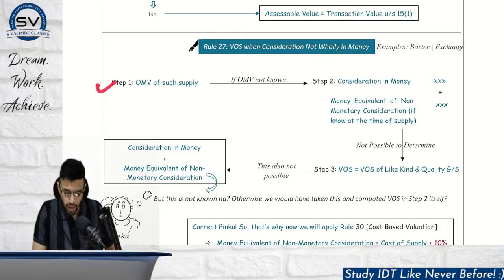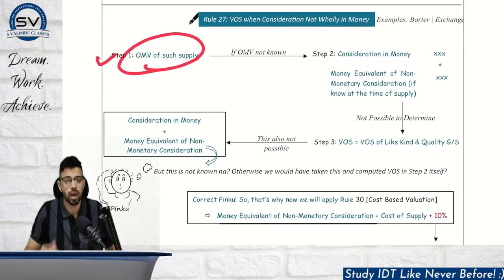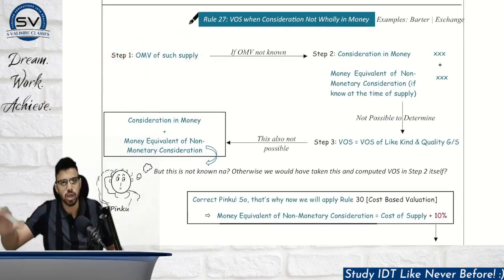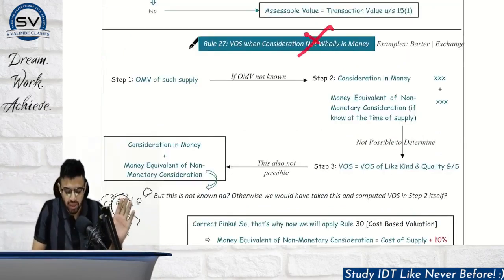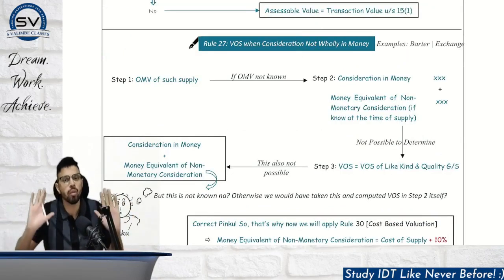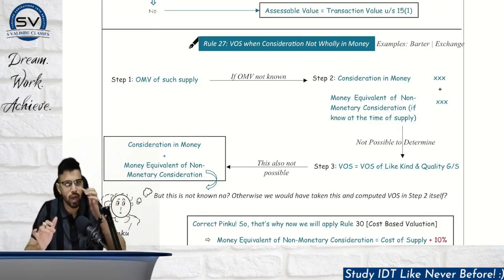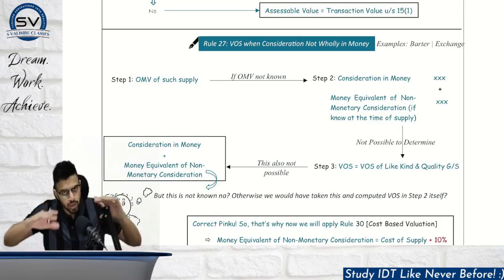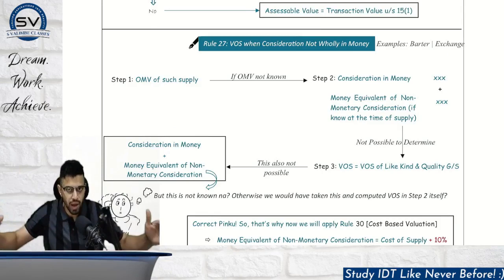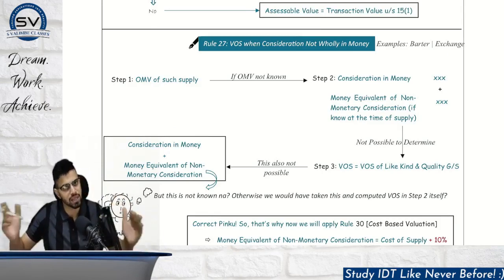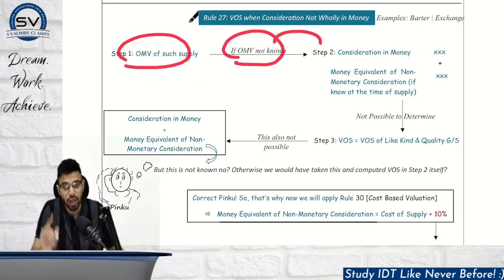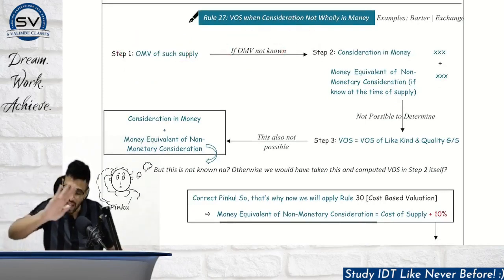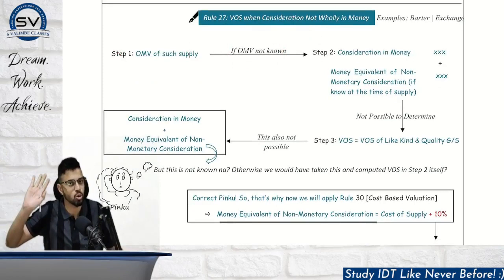Step number 1, you apply open market value. What do you mean by open market value? That is the transaction between unrelated persons where price is the sole consideration. So if this is not the case, what will be the amount involved? That will be my open market value. If you have the open market value, then the story ends here. You don't have to move ahead. You apply that value, you apply GST on that particular open market value. But if open market value is not known, then you go to step number 2. Otherwise, at step number 1, your story will finish.